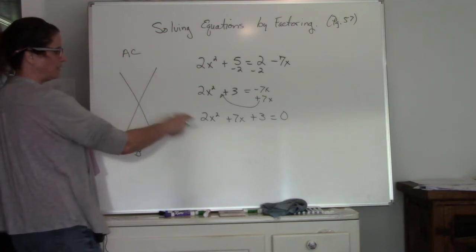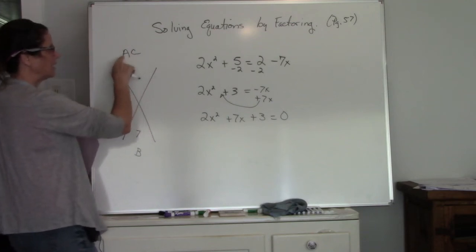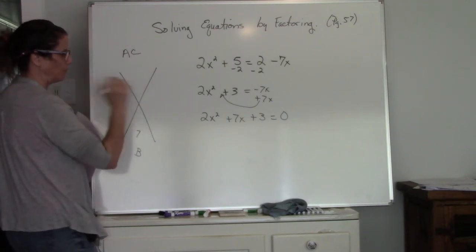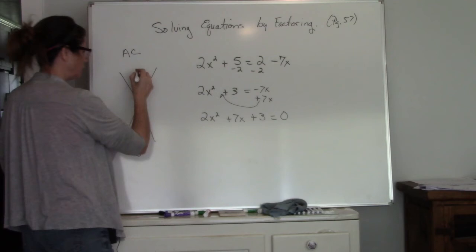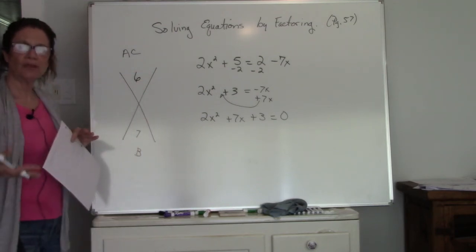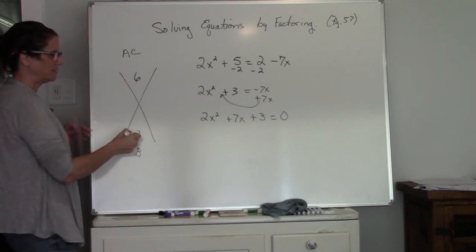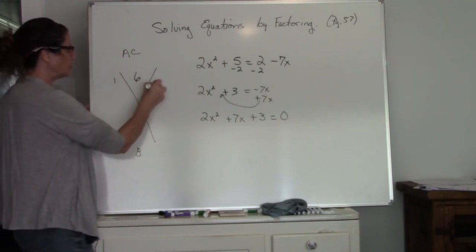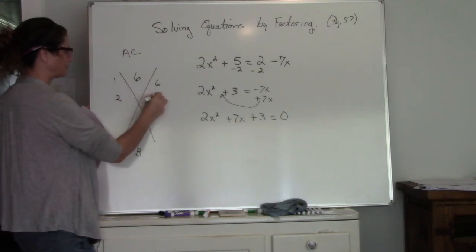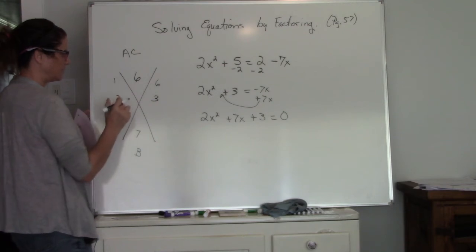In the AC method, when I have a number here, I'm going to multiply these two. That's where the AC comes from, A times C. So A times C, 2 times 3, is 6. And then I go through the same process. What do I multiply to get 6, add to get 7? So if you aren't sure, just start writing factors of 6. 1 times 6 is 6. 2 times 3 is 6.